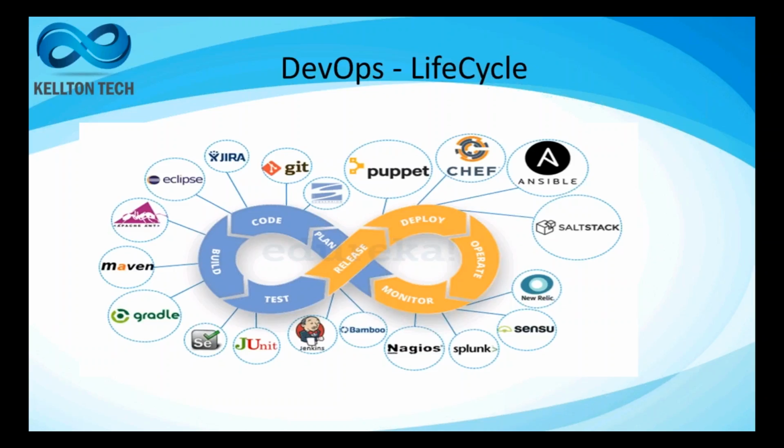To do the build, Maven and Gradle tools are used, and for automated testing, Selenium and JUnit are used. For releases, they use Jenkins and Bamboo. For monitoring, there are various tools available like Tivoli monitoring, Nagios and Dynatrace. For deployment, there are Puppet, Chef, Ansible and SaltStack. These are the tools used in the various stages of the DevOps lifecycle.